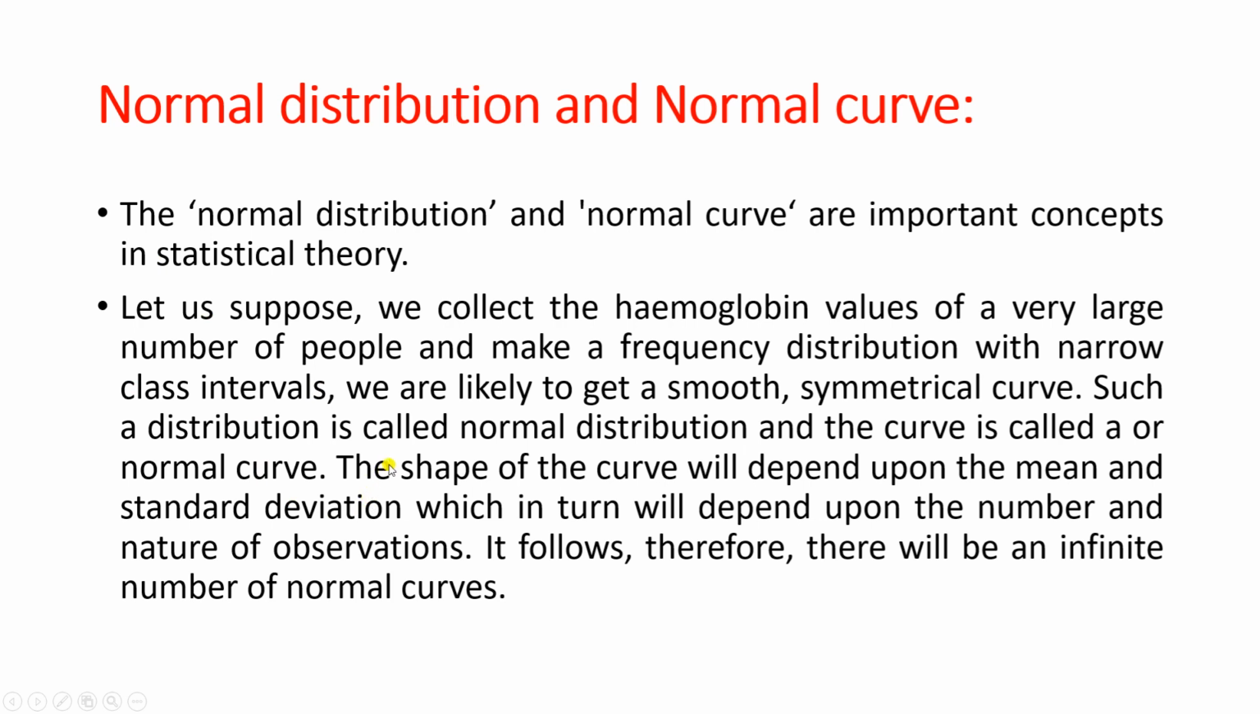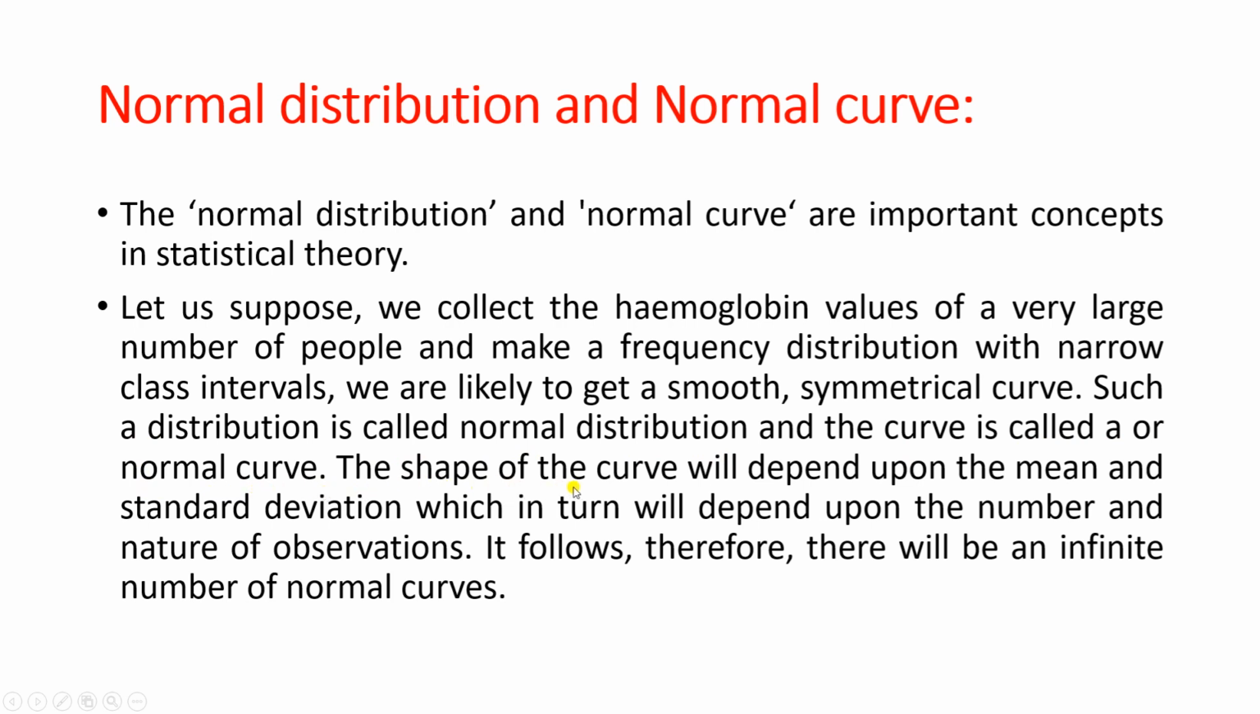So what happens here? When we make these class intervals very narrow or small, and also when we make the observation from a large number of people, the distribution is supposed to follow normal distribution. And when you make the histogram, it will show a smooth symmetrical curve, which is known as normal curve. So such a distribution is called normal distribution, and the curve is called a normal curve.